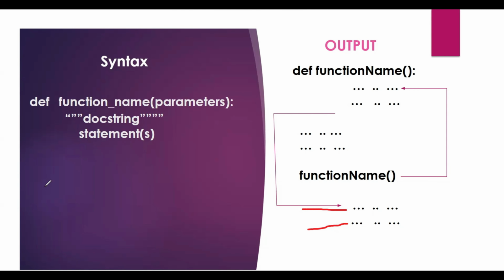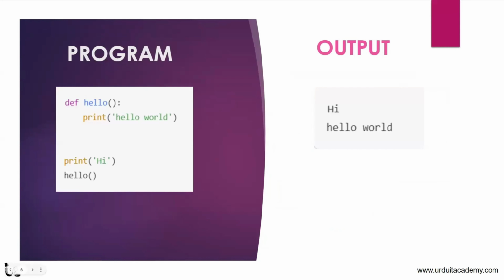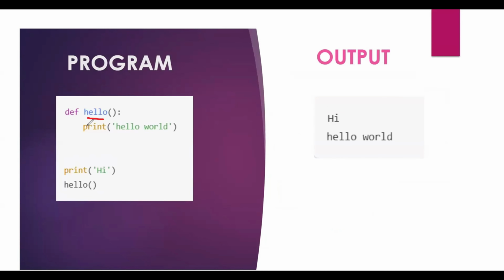All right. Now the next one, let's see a sample example. You can see here, this is a simple code. def function name. The function name is hello, followed by brackets and a colon. Inside the function, I have only one single line, a print statement, print hello world. So whenever you call this function, it will print hello world.